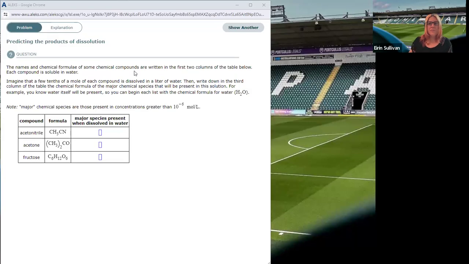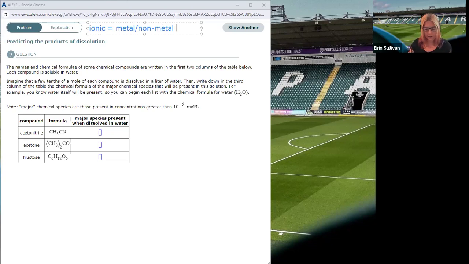So predicting the products of dissolution is basically testing you on whether you remember the difference between ionic compounds and molecular compounds. So remember, ionic compounds tend to be metal and non-metal. Occasionally there's some funny ones like ammonium carbonate, in which case the metal is the ammonium ion, which is composed of non-metals, right? But generally, if you see metal and non-metal, that's ionic.